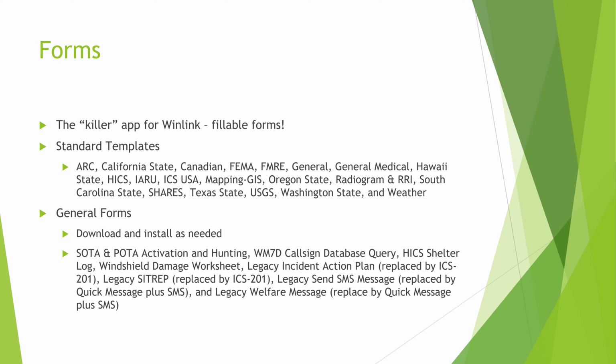I've never used it. So there's also general forms. There are a bunch of them available. They're not normally installed on a Winlink installation, but you can download them and install them. Things like SOTA and POTA activation. There's a particular way you can do a call sign database query. There's a little form that you fill out with the thing that you want, and you send it to this particular address, and it will send you back a response with the call sign lookup for that call sign. There's a bunch of these different kinds of general forms. You only have them if you've downloaded them and installed them yourself. They don't normally come with the software.